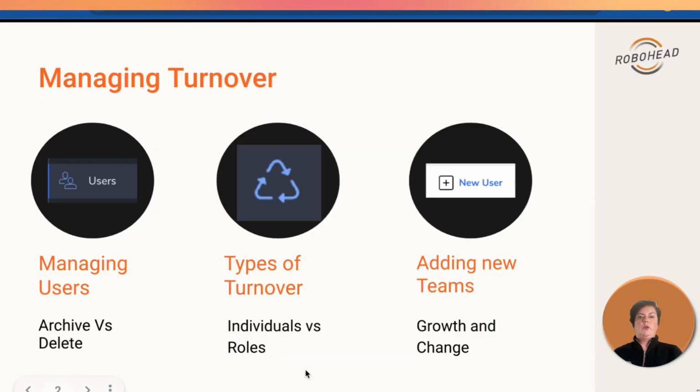So that can include archiving. You can also delete. It's not something we typically recommend, so I want to just talk through when to delete. We're also going to look at the types of turnover, so individuals in specific user roles within RoboHead. That's kind of the guidance I'll give you on what to do when specific user roles are leaving. And then you've got adding new teams.